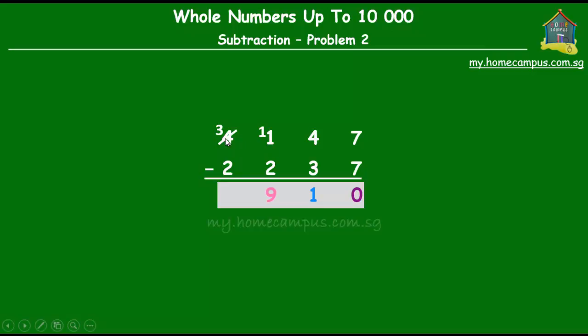Finally, we go to the thousands. We have 3 thousands left and we subtract 2,000 from that and we get 1,000. So Jason has 1,910 more cards than Jordan.